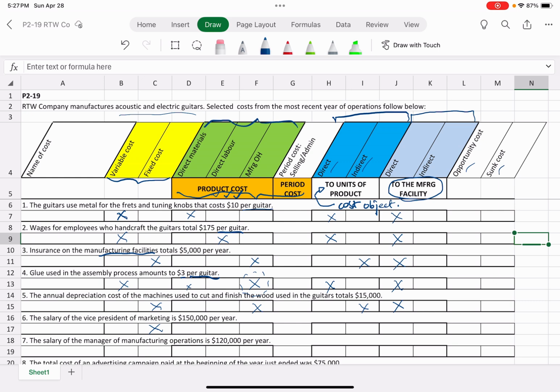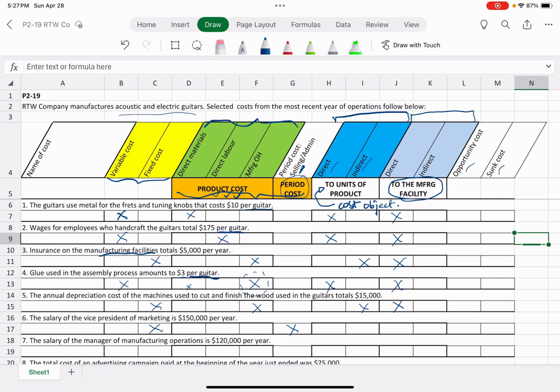Is it related to the product? I mean, no, I would call the salary of the VP marketing a period cost because it's related to selling and admin. So this is our first period cost. Therefore, it doesn't belong in any of the three product cost categories.